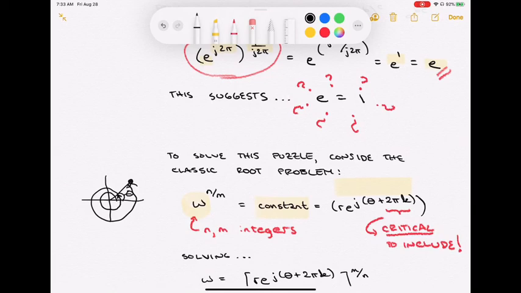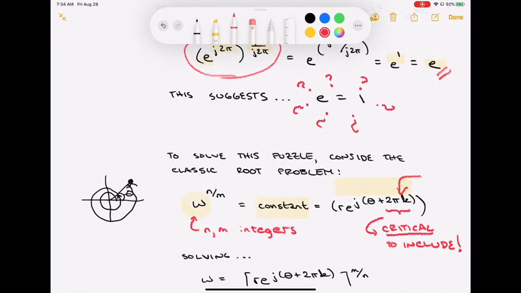So any integer multiple of 2 pi brings us back to the same thing, because going another 2 pi in angle just takes us a full 360 degrees. It brings us a full rotation back and we get to the same spot. It is really critical when looking at these root type problems that we include that extra 2 pi k term. It's critical to include that, and we'll see why here in a second.